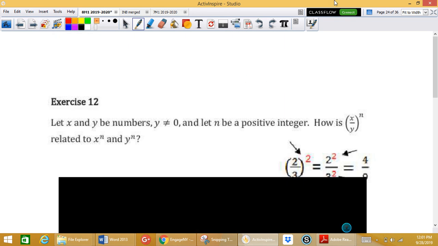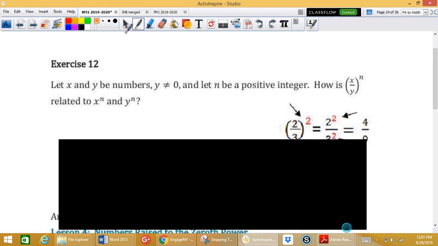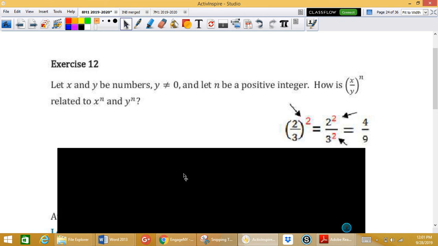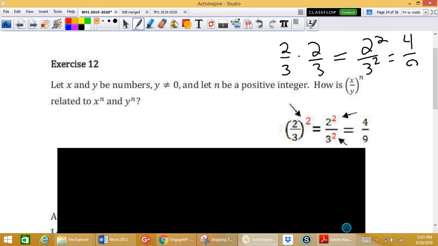Let x and y be numbers. y does not equal 0, and let n be a positive integer. So how is x over y to the nth power related to x to the n over y to the n? Okay, as this little example here, what you're looking at with this is this squared has to go to each of them. That's because if I were to write this out, you'd have 2 thirds times 2 thirds, which is 2 squared over 3 squared, which is 4 over 9.